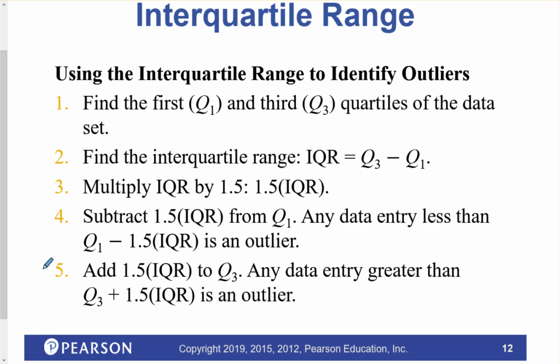So here we have a mathematical way of figuring out if a value is an outlier or not. No longer do we go by the old eyeball test and just look at the data. So here's the specifics, all tied to IQR.